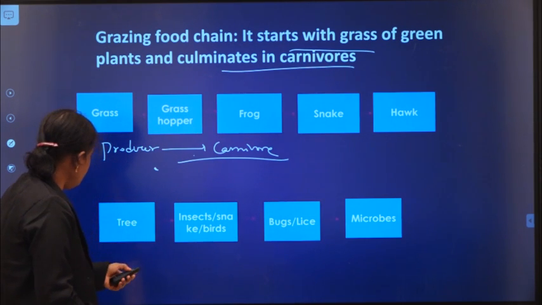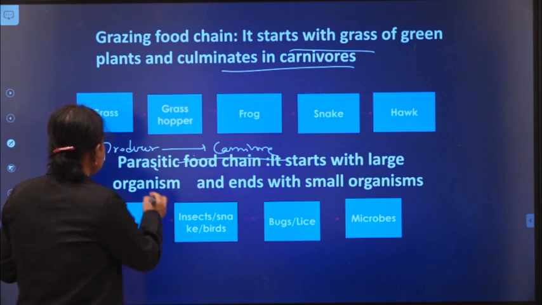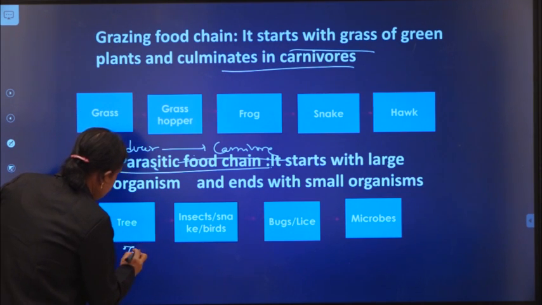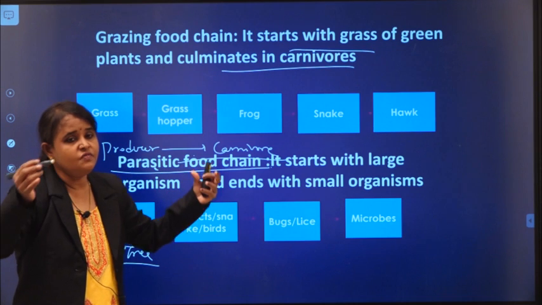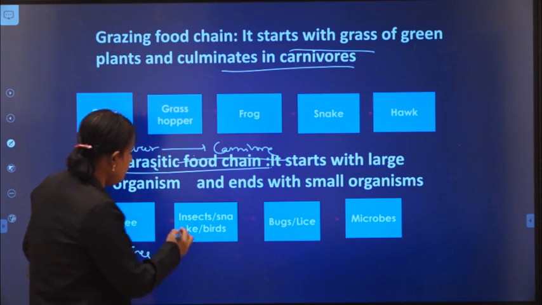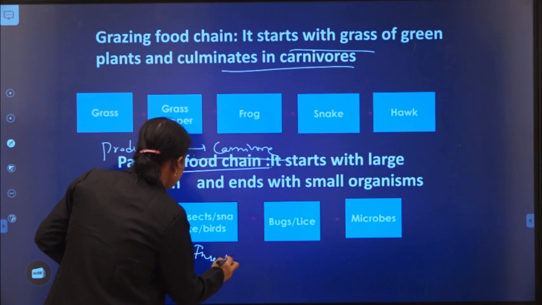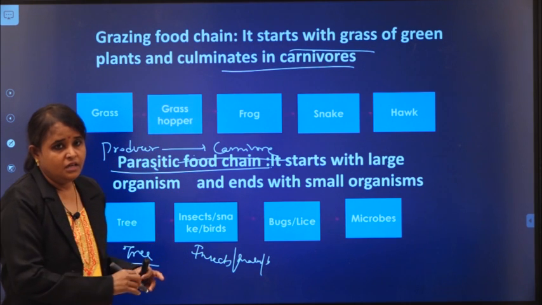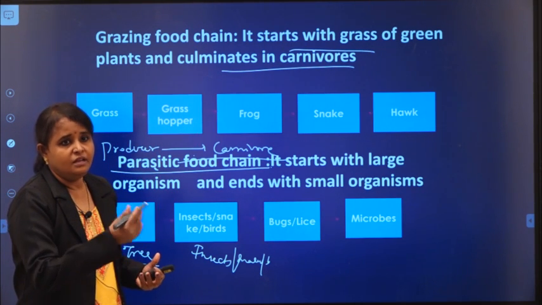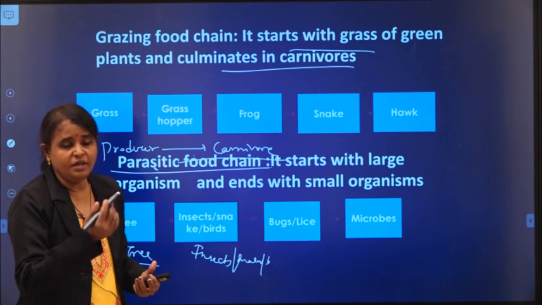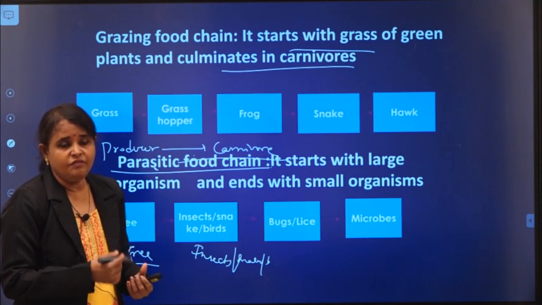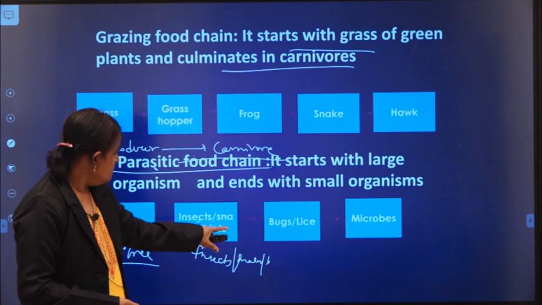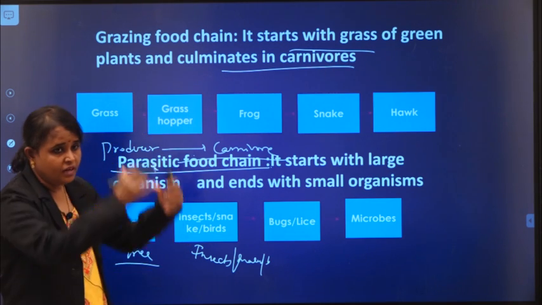What is the next one here? You can see parasitic food chain. See what I told you. A large organism, the tree. Can you identify the tree, which is very large? Now on the tree, what is present? Insects, snakes, birds. On the tree they are present. They get energy, that means they eat some. They take shelter on the tree. It may be the habitat for these organisms. They feed on the leaves, twigs and all. So insects, birds, snakes, these are very small when compared to the tree.